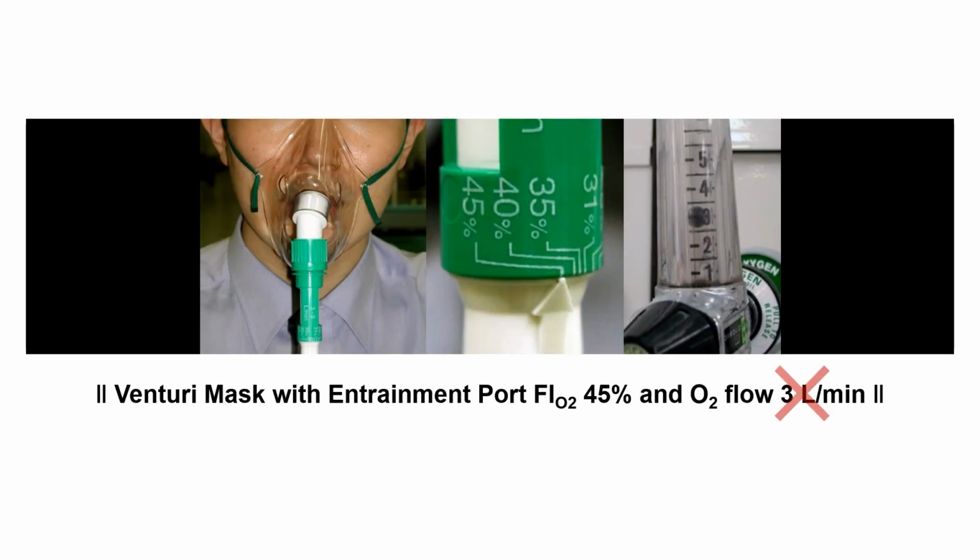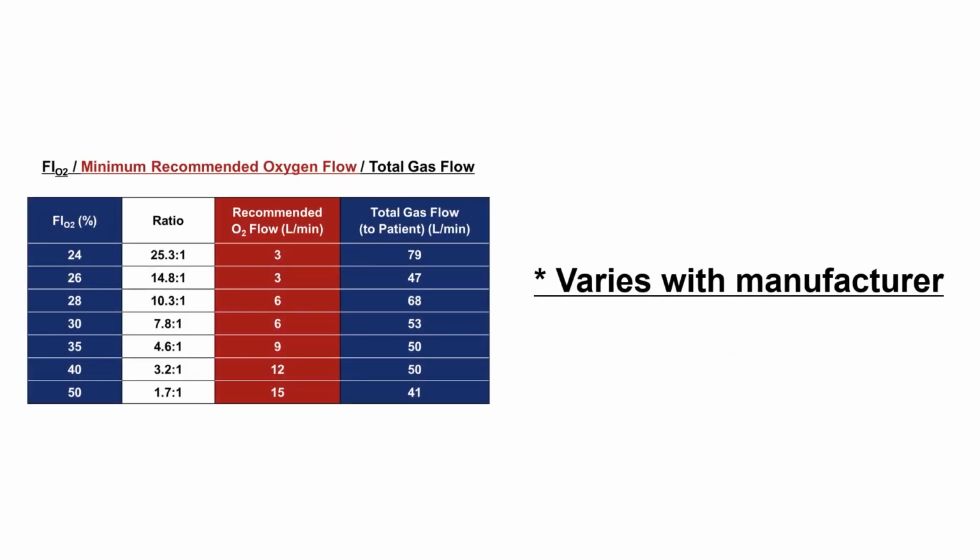In the case of this patient, the entrainment port setting on the Venturi mask is for a FiO2 of 45%. But if the oxygen flow supplied is 3 liters per minute, the FiO2 of 45% can never be achieved, because the minimum recommended oxygen flow is far too low. These conditions may vary with manufacturer. Therefore, it's crucial to consult the data sheet of the specific manufacturer when using a Venturi mask.